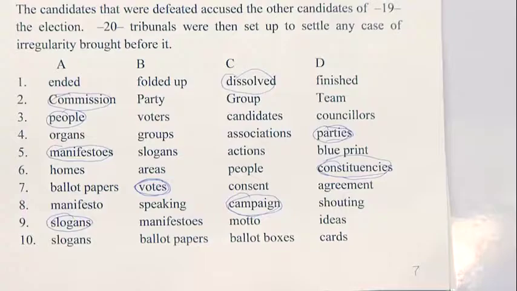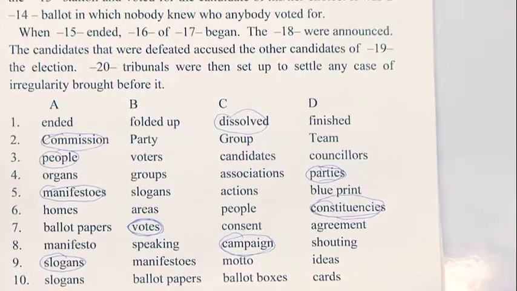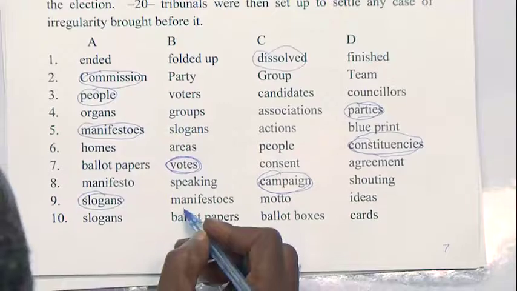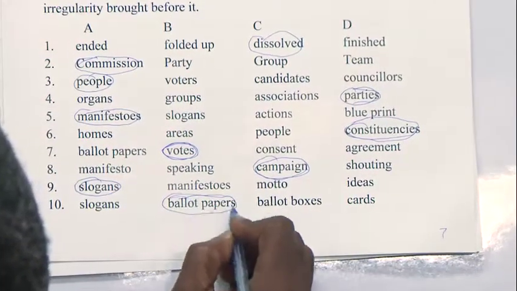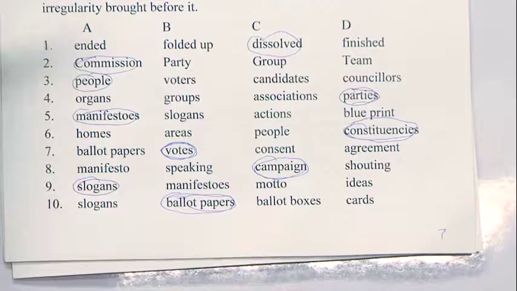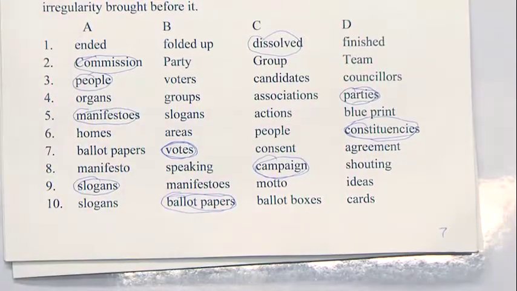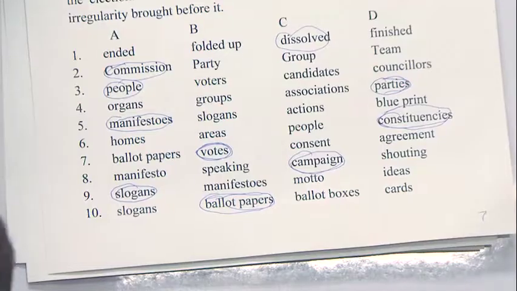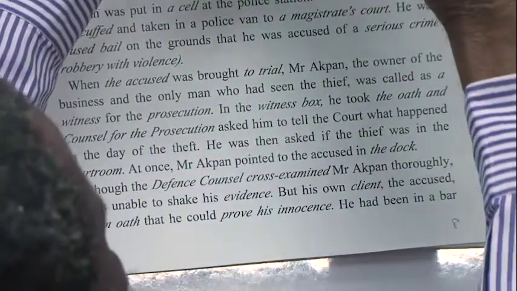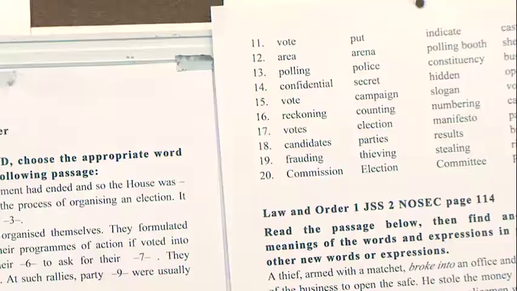Voters were given dash. What do they give voters on the election day? They give them ballot papers. Ballot papers. What do they do with the ballot papers? They use them to cast their votes. They cast votes.